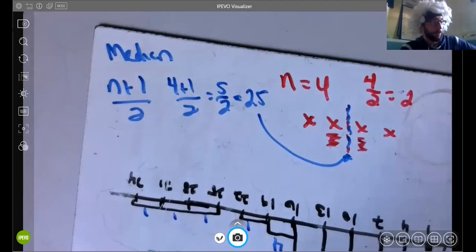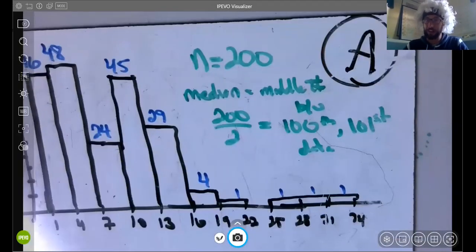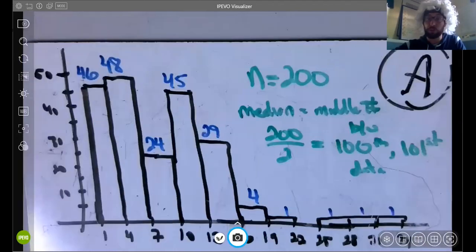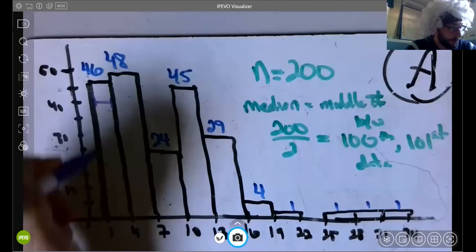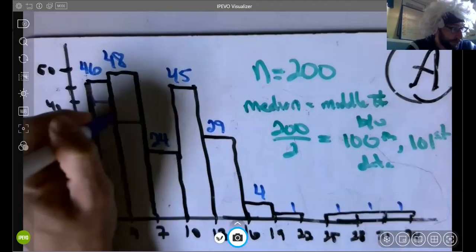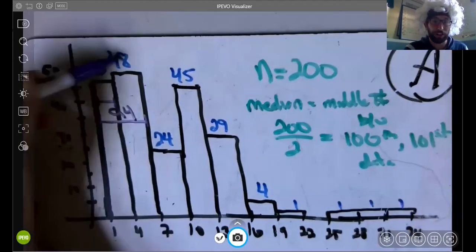Nonetheless, for us, we now know our median is going to be between the 100th and 101st data value. And so now what we can do is work left to right, or I suppose we could do right to left, counting until we get to that 100th and 101st data values. So from here to here, there's our first 46 data values. From here to here, that's our first 94 data values, right? 46 plus 48 is 94.